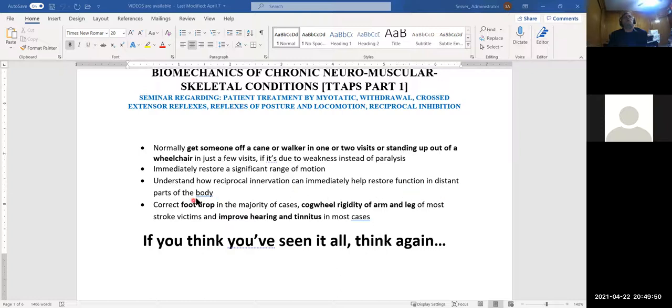Understand how reciprocal innervation can immediately help restore function in different parts of the body. Correct foot drop in the majority of cases. Cogwheel rigidity in the arm and leg of most stroke victims. Improve hearing and tinnitus in most cases.